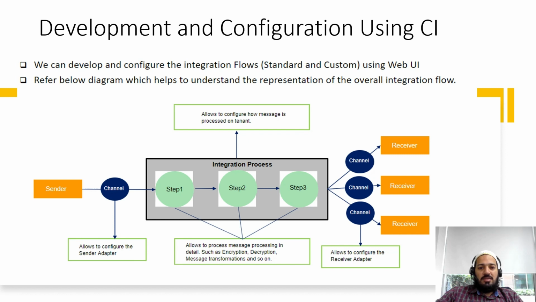All these steps allow you to configure how the messages need to be processed in the integration process in the tenant, such as encryption, decryption, and transformation of any kind of messages. Once the message is processed, it is sent through one or more channels. In this example, there are three different channels the same message is received through, and it is sent to multiple receivers.